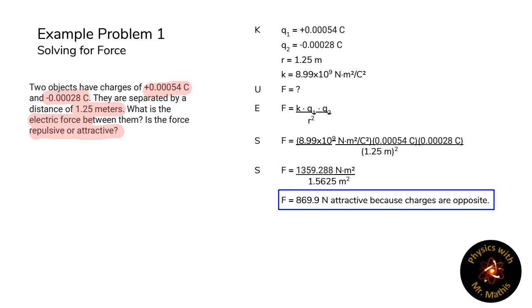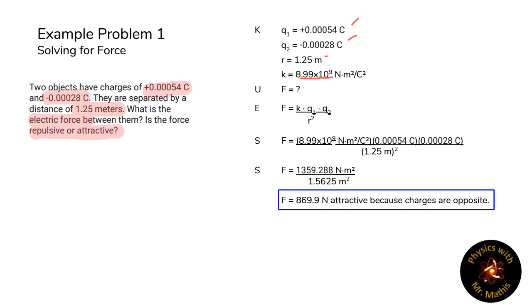In the knowns, we can put in our two charges of our objects, the 0.00054 and 0.00028. The first one's positive, the second one's negative. We can put in the distance, which is 1.25 meters. We can write down Coulomb's constant. It's not given in the problem, but because it's a constant, it's always the same, and we know we're going to use it. So that's going to be 8.99 times 10 to the 9th Newton meters squared per Coulomb squared. And we know from the problem that we're solving for the force between the two objects.